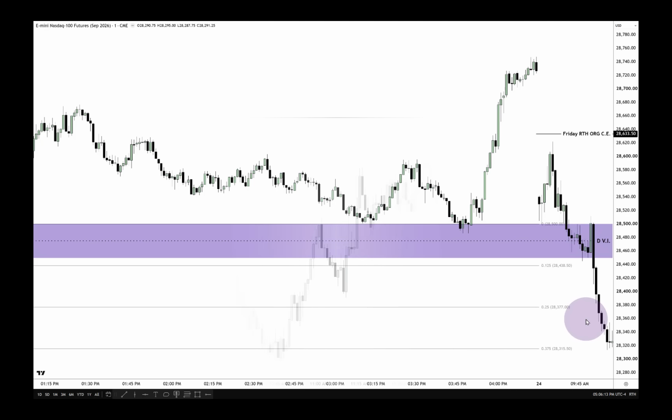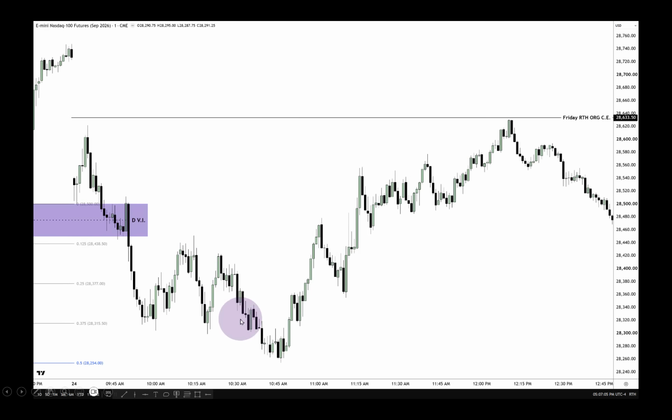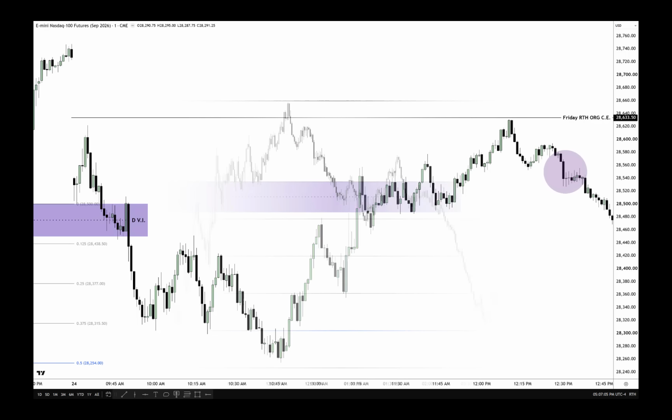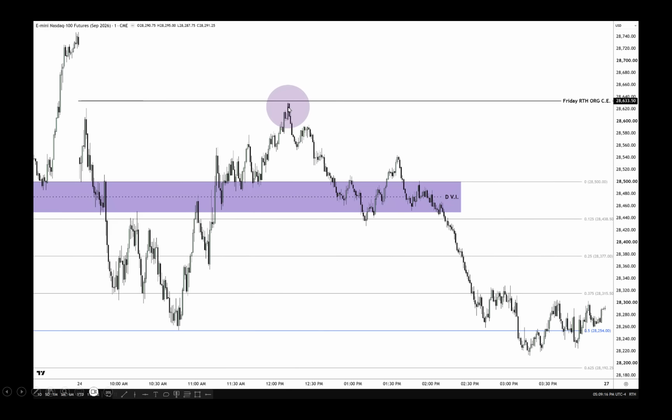But eventually, we turned at 10:45, started climbing higher, and just failed to get right back to the consequent encroachment level. Notice that? Now, is that bullish or is that bearish? If it can't get there and it starts to fall out of bed, it's bearish. So that's that point right here.